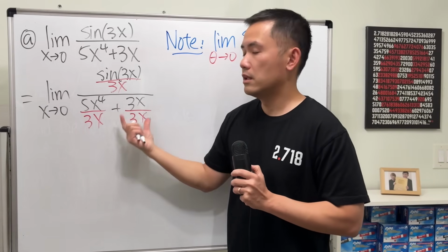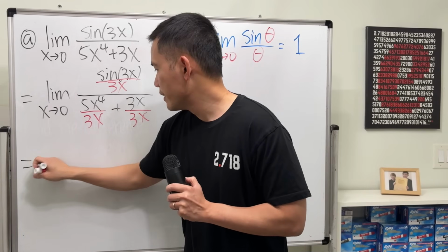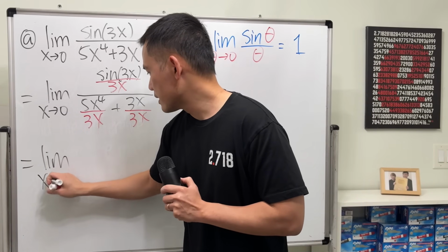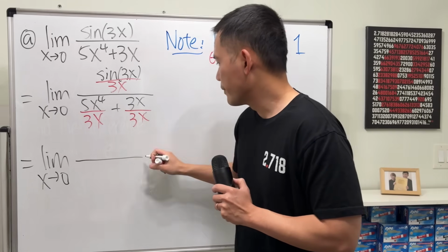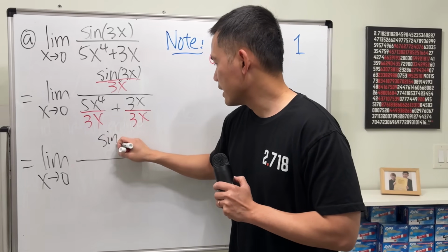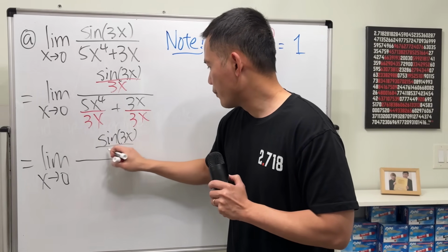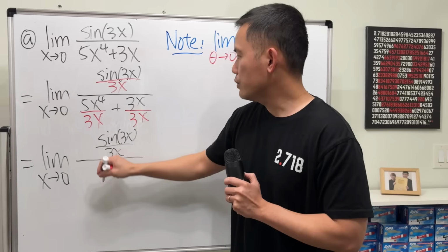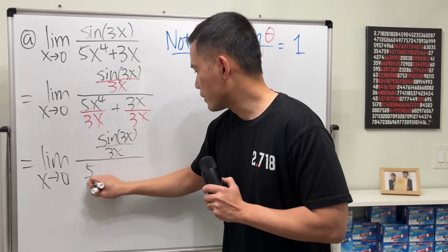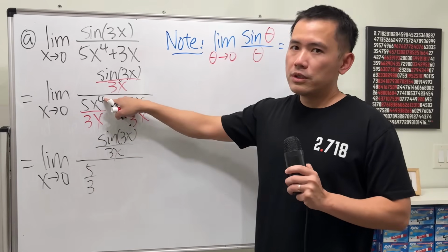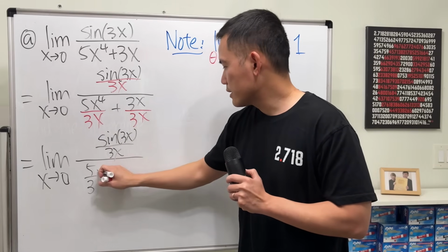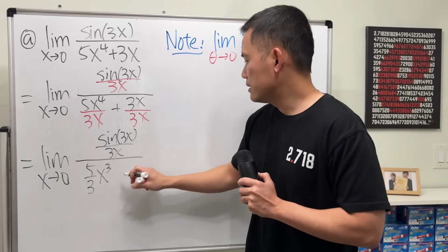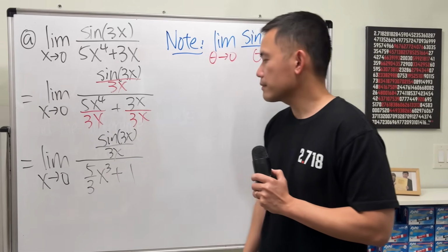But before we do that, let's simplify the bottom. This is the limit as x approaching 0. Here we have sine of 3x over 3x. Reduce that, we will get 5 over 3. Exponent 4 minus exponent 1, we have x to the third power. And then this is just going to be 1.